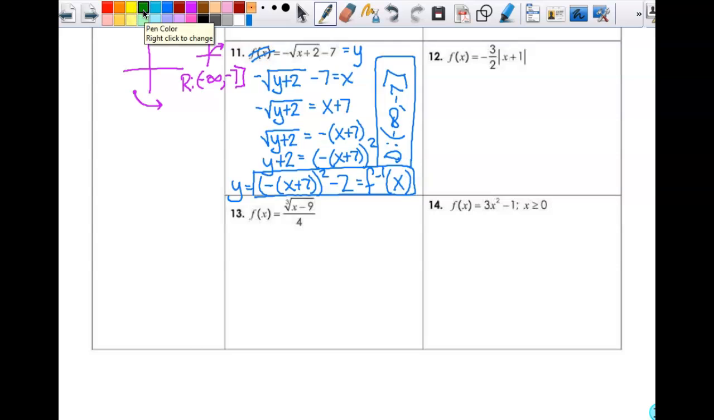Because if I was to graph this, right? This is a parabola. I would take this parabola and I would reflect it in the x-axis, right? And then I would move to the left 7 and down 2, like here. It's going to look something like this. I don't get to have the entire parabola, right? I only get to have it from negative infinity to negative 7. I only get part of it. That's why I have to have that restriction there.